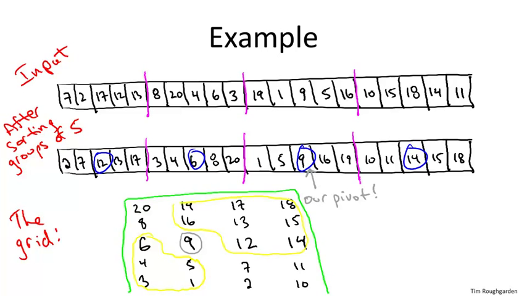So maybe this was a Pyrrhic victory. Maybe we had to work so hard to compute the pivot that it outweighs the benefit we get from this guaranteed 30-70 split. So we still have to prove that's not the case. Even doing both of these things together, we still have our linear time bound. We'll finish the analysis in the next video.